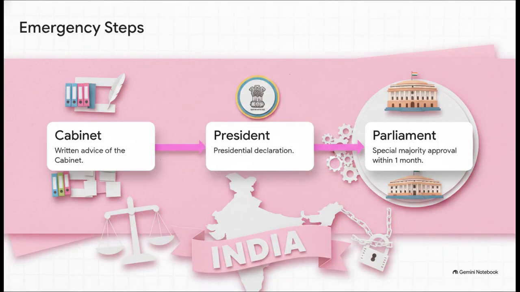And because of those hard-learned historical lessons, the constitutional steps required to declare an emergency today are incredibly strict. You need the written advice of the cabinet, followed by a presidential declaration. And then, here's the kicker. It absolutely must be approved by a special majority in Parliament within just 1 month. When all that happens, it's a massive shift. India's quasi-federal structure essentially transforms, temporarily, into a highly unitary system to handle the crisis.